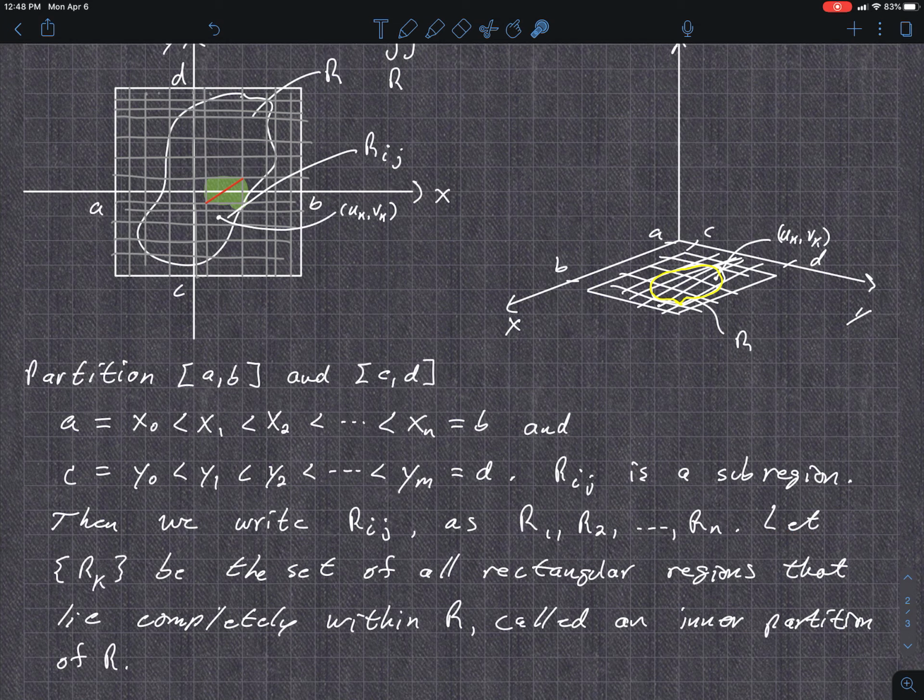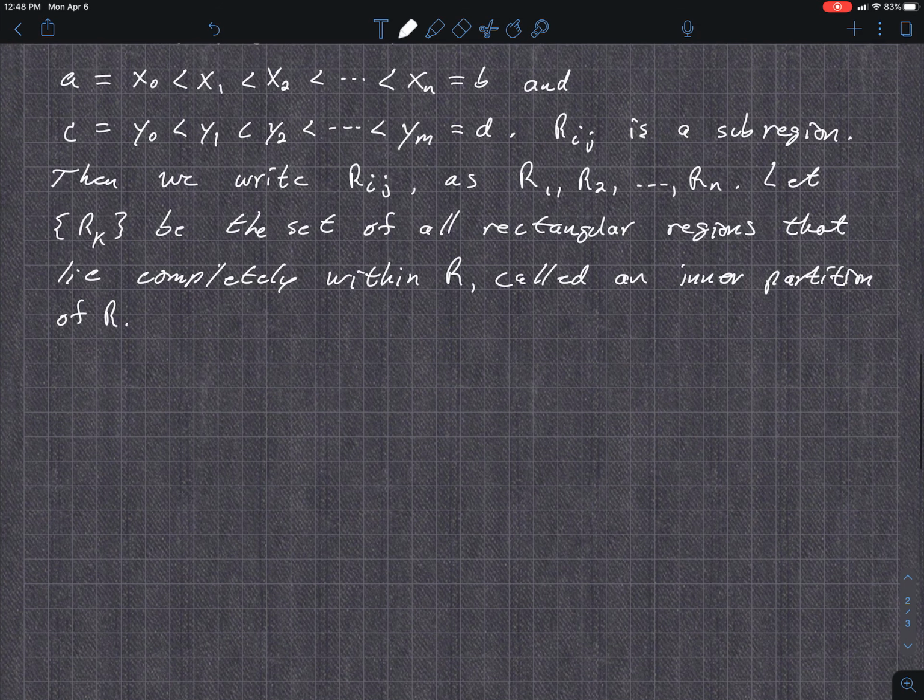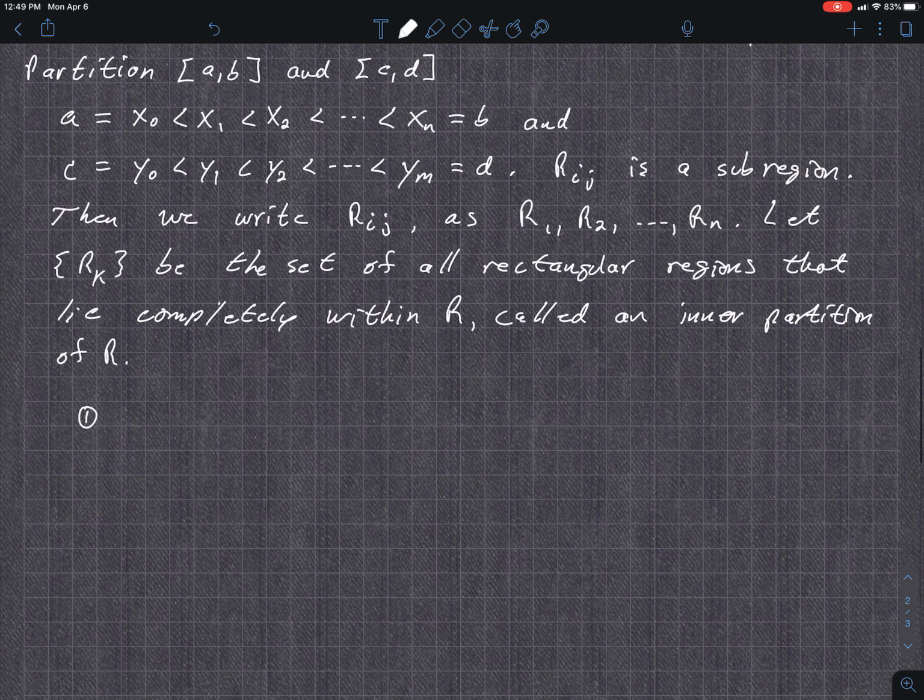So then we're going to let R sub k be the set of all rectangular regions that lie completely within R. So it's all within this R. And that's what our inner partition is. Okay. After that setup, we have 1. We define the norm, which I described earlier.